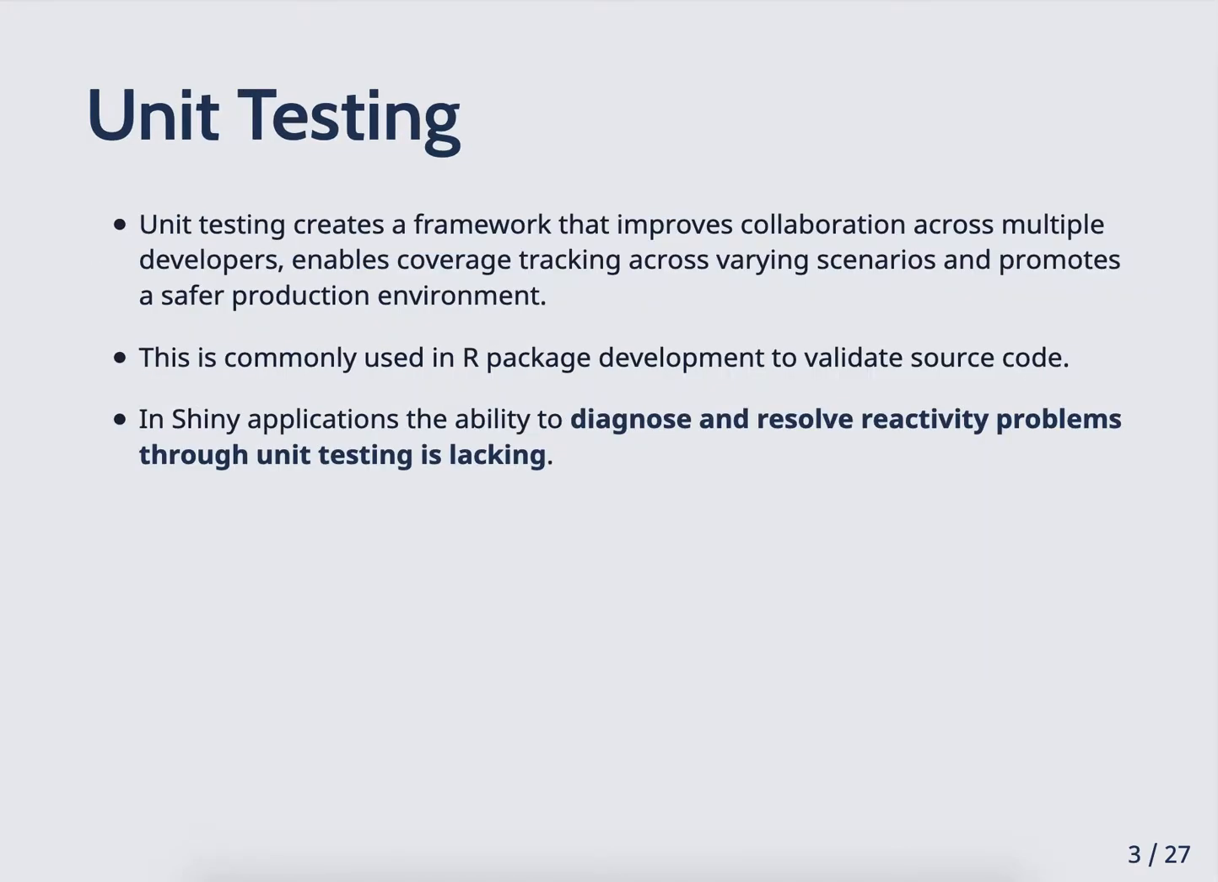Unit testing creates a framework that improves the collaboration across multiple developers and enables a way to track across varying scenarios that promotes a safer production environment. This is commonly used in R package development to validate source code. In Shiny applications, the ability to diagnose and resolve reactivity problems through unit testing is lacking.